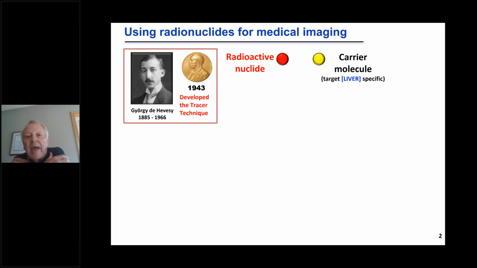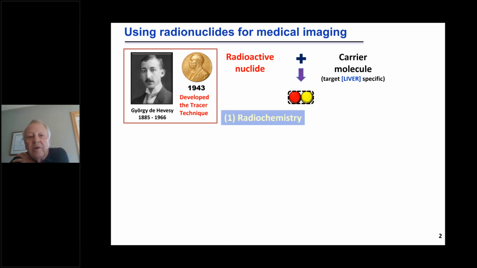The advantage of doing that is that the carrier molecule will take the radionuclide into the target organ, the liver, and then as that radionuclide decays, we can position the detector outside the human body and detect those decays. And since they're coming from the liver, we can, in principle, make an image of the liver using this technique. So the radiochemistry process is to combine a radioactive nuclide with a carrier molecule.